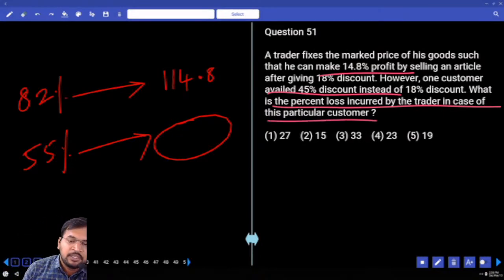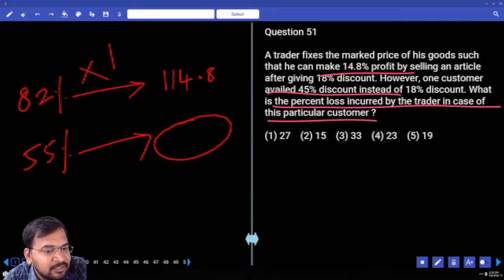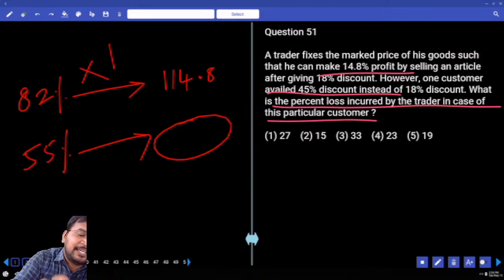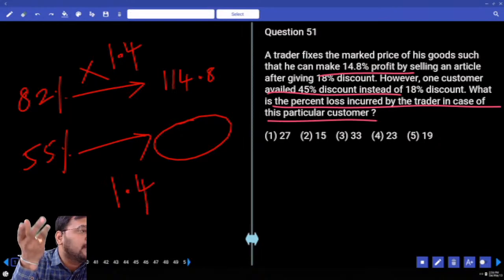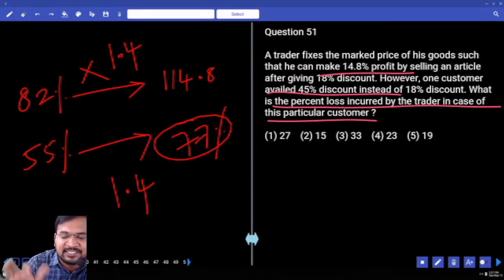That is how much. Now look at it here. 82 how many times? 82 ones are 82. Remainder will be? Remainder 18 plus 14, 32.8. 82 how many times? 0.4 times. Yes or not? 82 times 0.4 is 32.8 only. And exactly 1.4 times. 55 into 1, 55. 55 into 0.4, 22. 22 plus 55, 77. 77% is nothing but how much less than 100 this is?